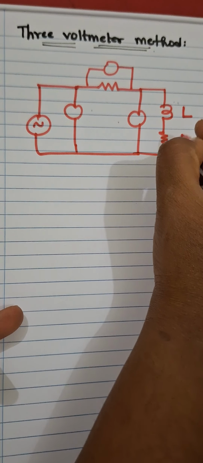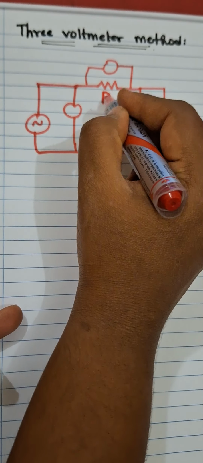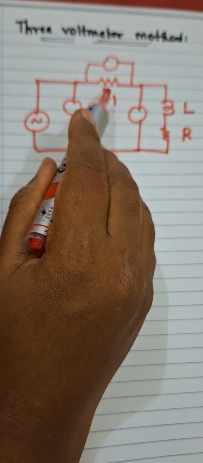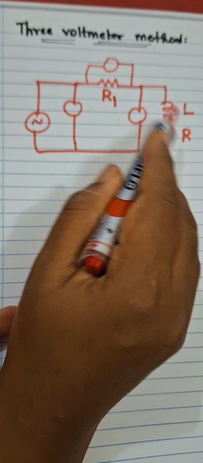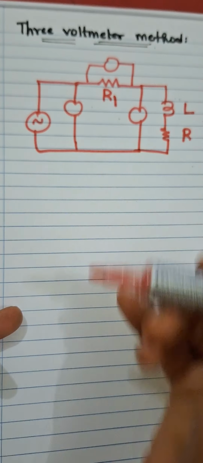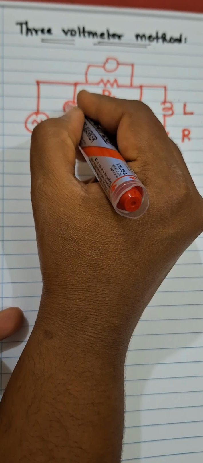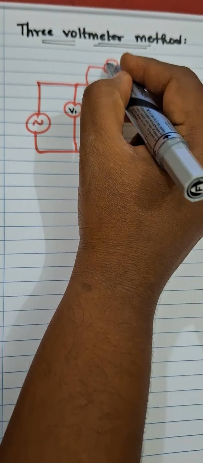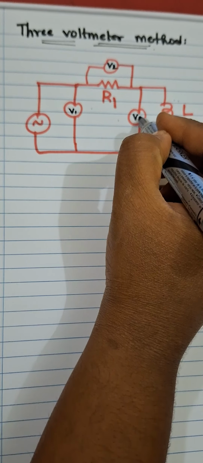So now here is the inductor and resistor, let me name it as resistor 1. There is no rule that you should make it R1. If you want, you can make it R and R1 also. I am taking this way, so the equation calculation will be in that way. Now these are our voltmeters. So this is V1, this is V2 and this is V3.